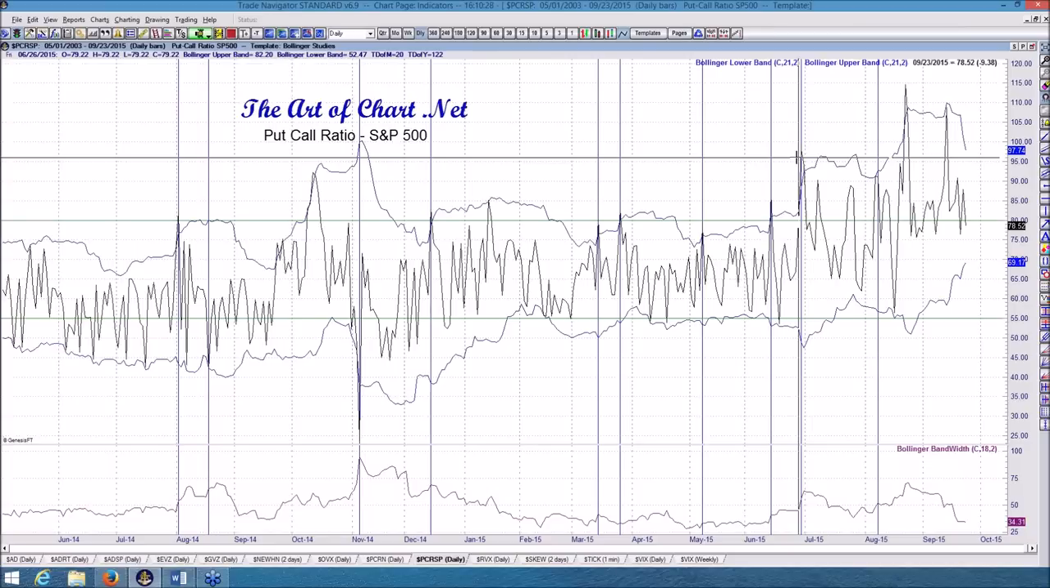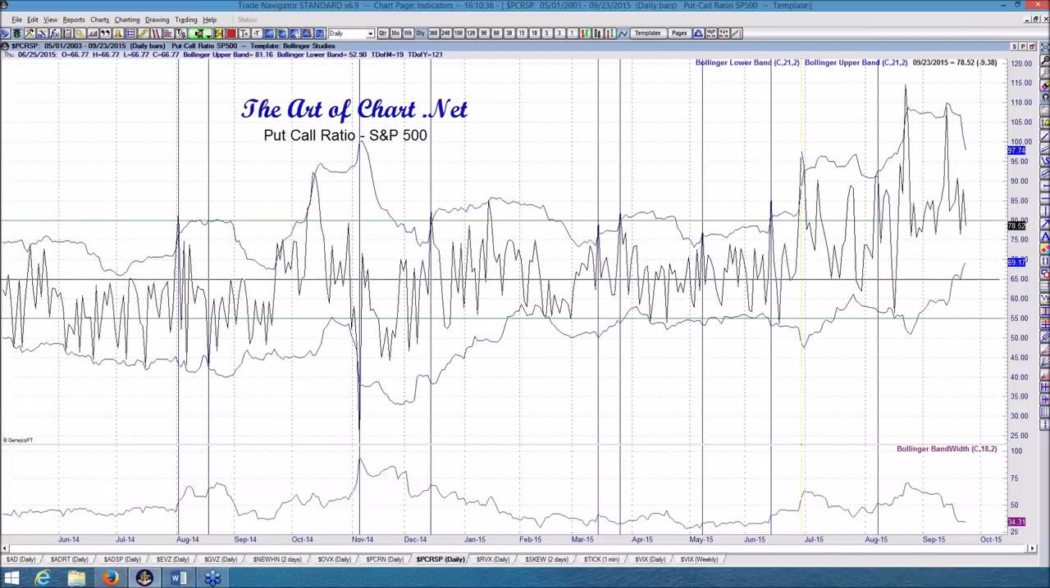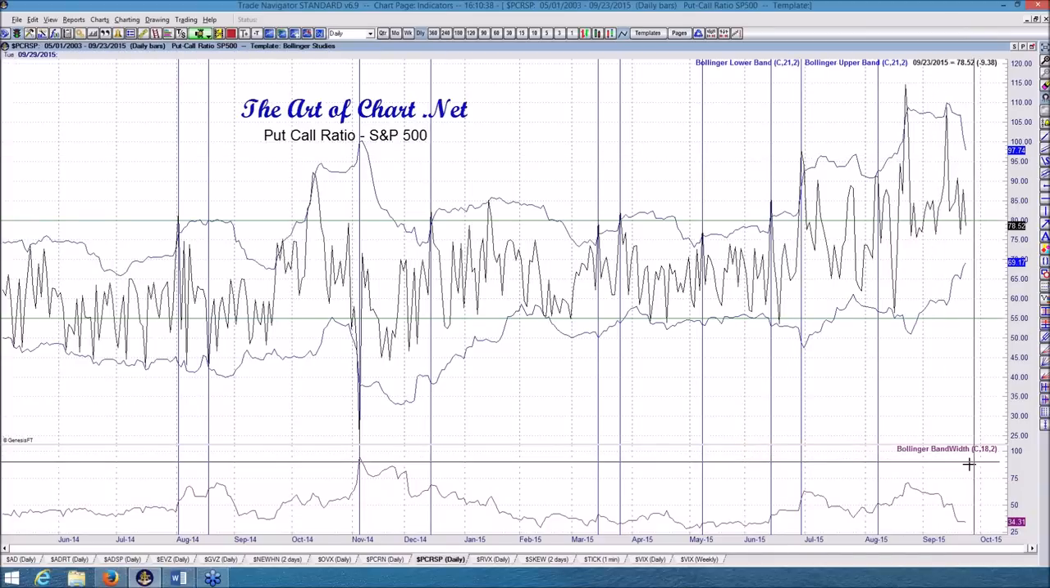And when they all line up, guess what? It's a great trade. Okay, so that's how I trade. I look at multiple signals. When they line up, guess what? That's a great trade. So again, I use Bollinger Band width.